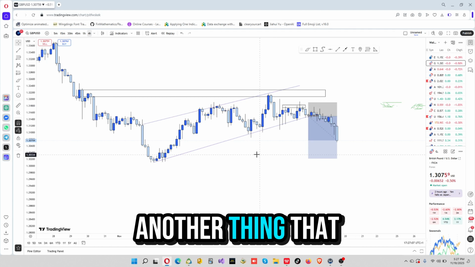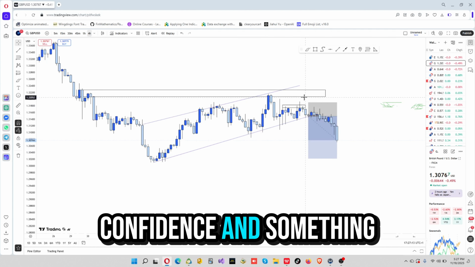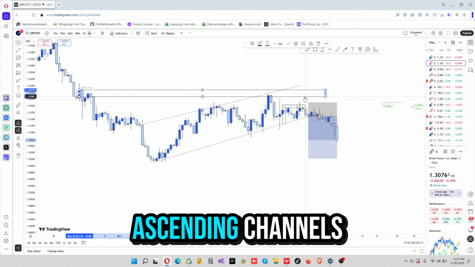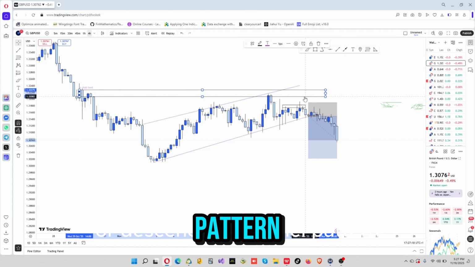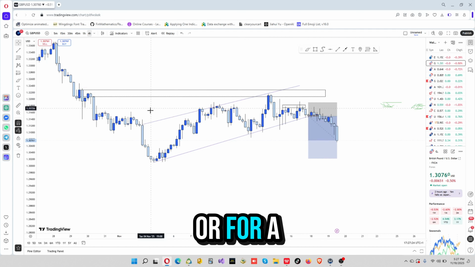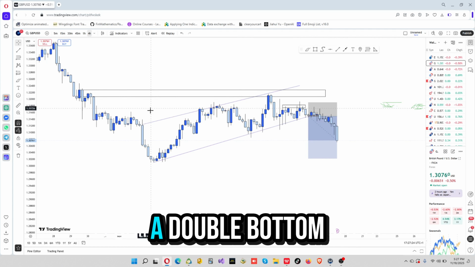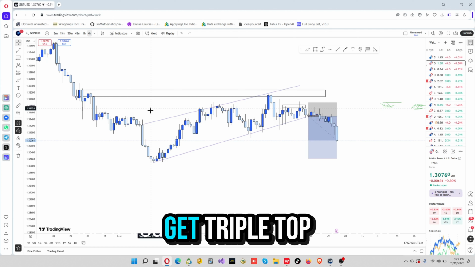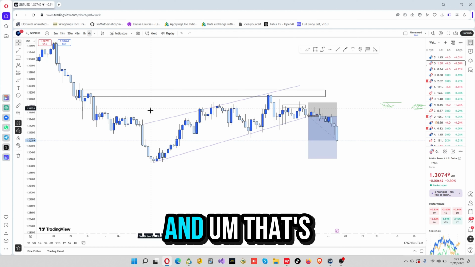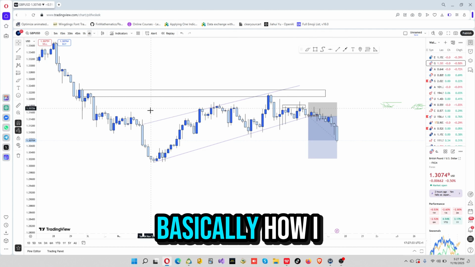Another thing that gave me the confidence and something I really, really love to see when I'm looking at these ascending channels, or descending channel pattern, is a double top, or for a descending channel it's going to be a double bottom. And if you get a triple top, even better. So once I get a double top, I'm so happy to take that trade. And that's basically how I trade.